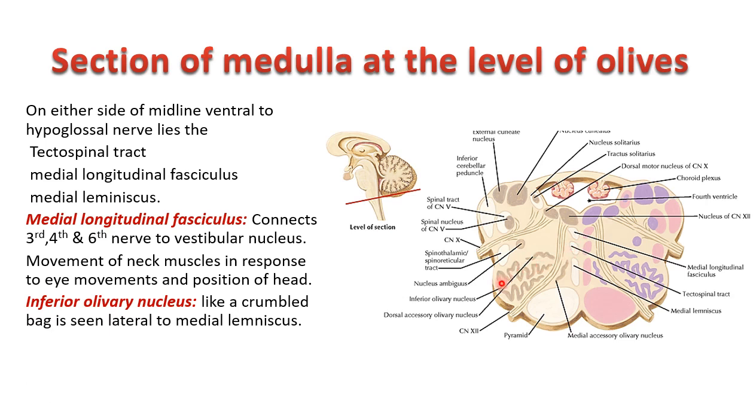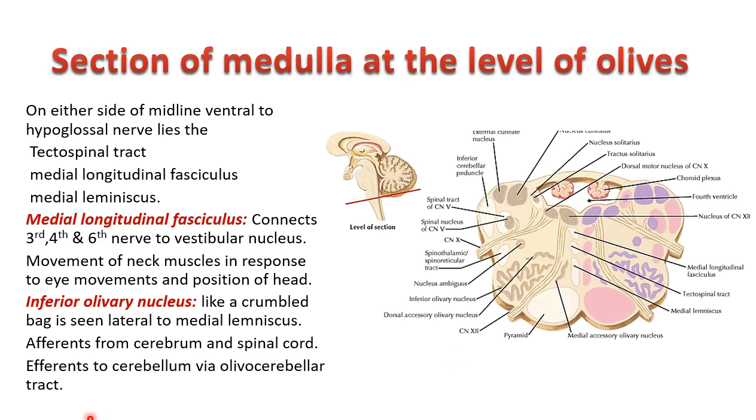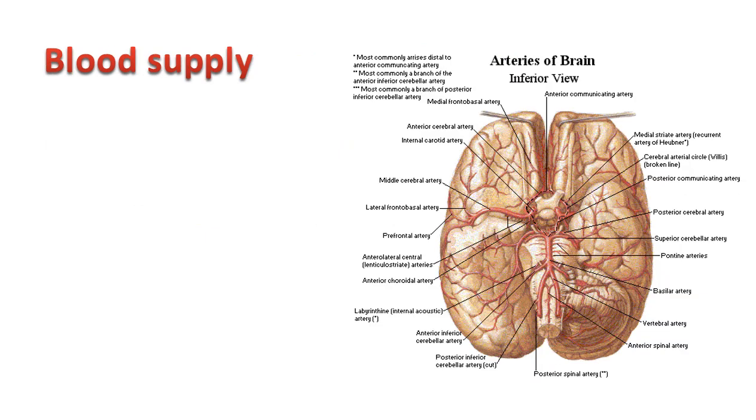Then the inferior olivary nucleus, as you are able to see, is a large crumpled bag seen lateral to the medial lemniscus. I told you it receives fibers from the cerebral cortex and spinal cord afferents. Efferents go to the cerebellum via the olivocerebellar fibers, and the accessory olivary nucleus also sends fibers to the cerebellum via the parvocerebellar fibers. So afferents from cerebrum and spinal cord, efferents to cerebellum via the olivocerebellar tract. So we have completed the section at the three levels of the medulla oblongata.